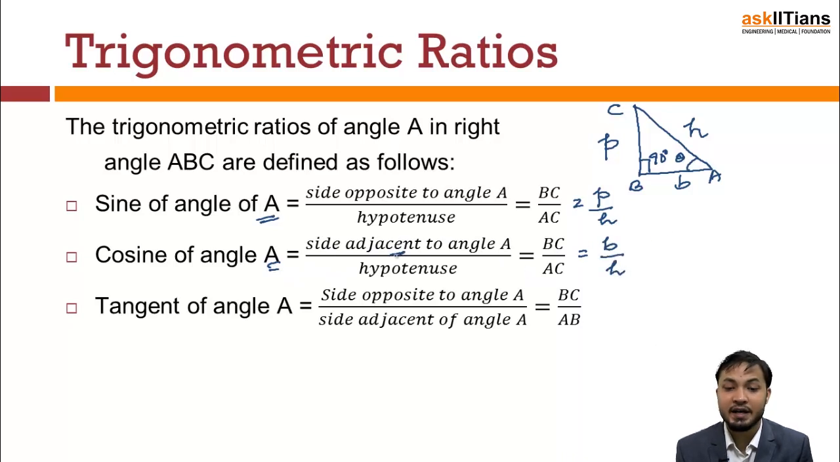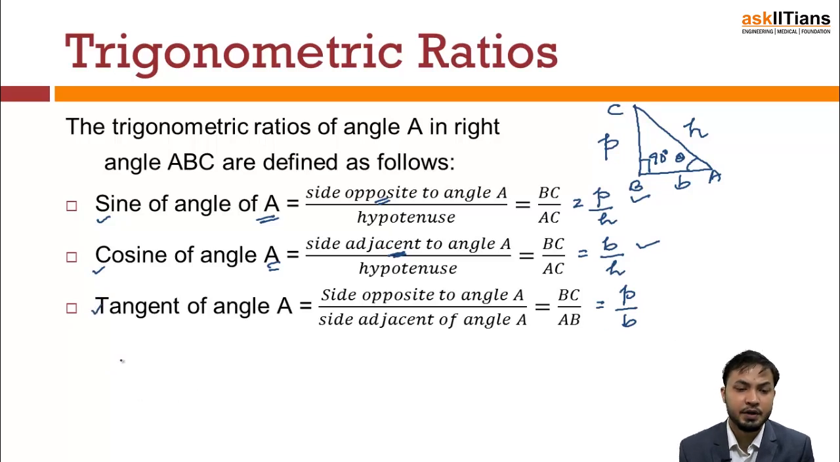It is the side adjacent to angle A. Now, remember, sine is the side opposite to angle A and cos is the side adjacent to the angle A in the numerator. Both their denominators are hypotenuse. So over here I get P by H and B by H. Next I look at the tangent of that angle A. So when I take tangent, it automatically becomes the side opposite to angle A and the side adjacent to angle A. So that will give my P by B. So these are my basic trigonometric ratios.